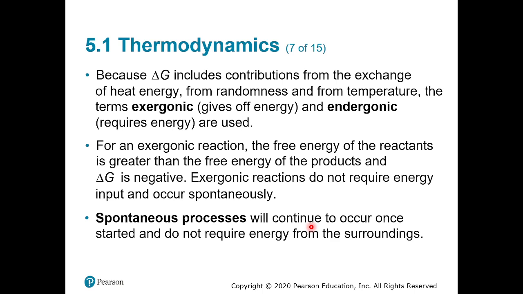Okay. So because the delta G includes contributions from the exchange of heat energy, from randomness, and from temperature, this is referred to as gonic. So exergonic is giving off energy for the delta G. Endergonic requires energy, takes energy to go forward. In the exergonic reaction, the free energy of the reactants is going to be greater than the free energy of the products. Delta G will be negative. We'll call that exergonic. It does not require you to input any energy. Once it gets started, it's going to go on its own until completion. That's referred to as a spontaneous process.